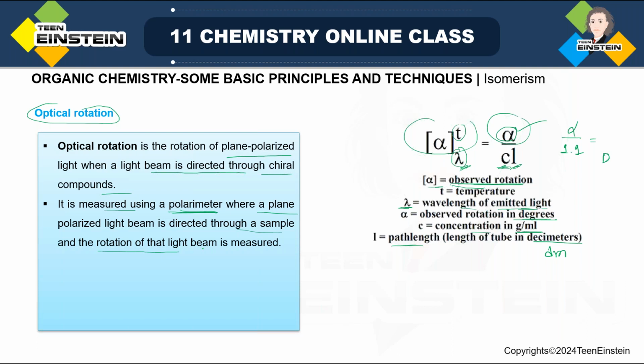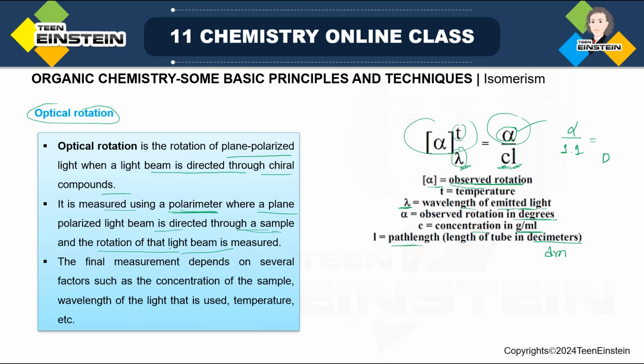So it is measured using a polarimeter, where a plane polarized light beam is passed through a sample and the rotation of the light beam is measured. Now this final measurement depends on several factors. Obviously the concentration of the sample. This is actually the optical rotation, not observed. Observed is this one. So observed rotation we are dividing by concentration in gram per ml and path length, which is measured in decimeter, then we are getting the optical rotation.